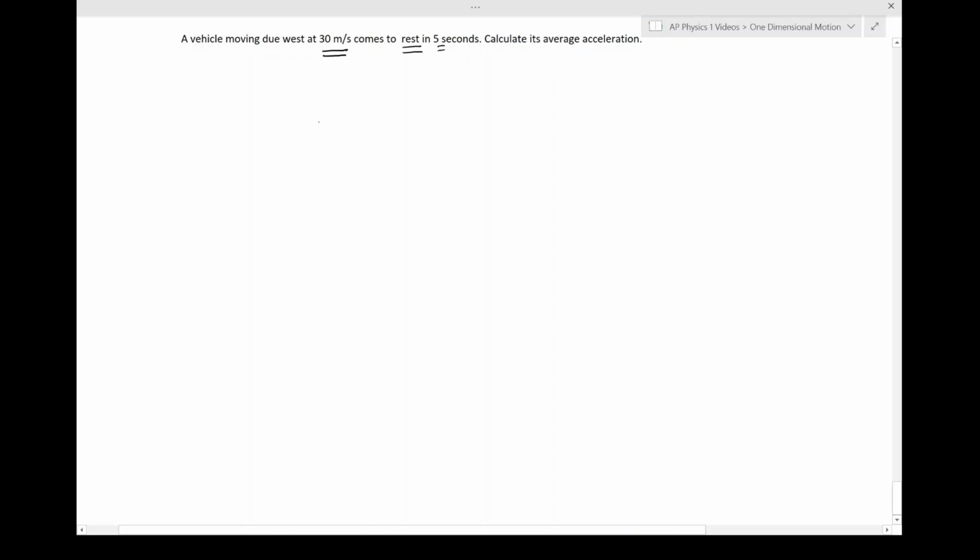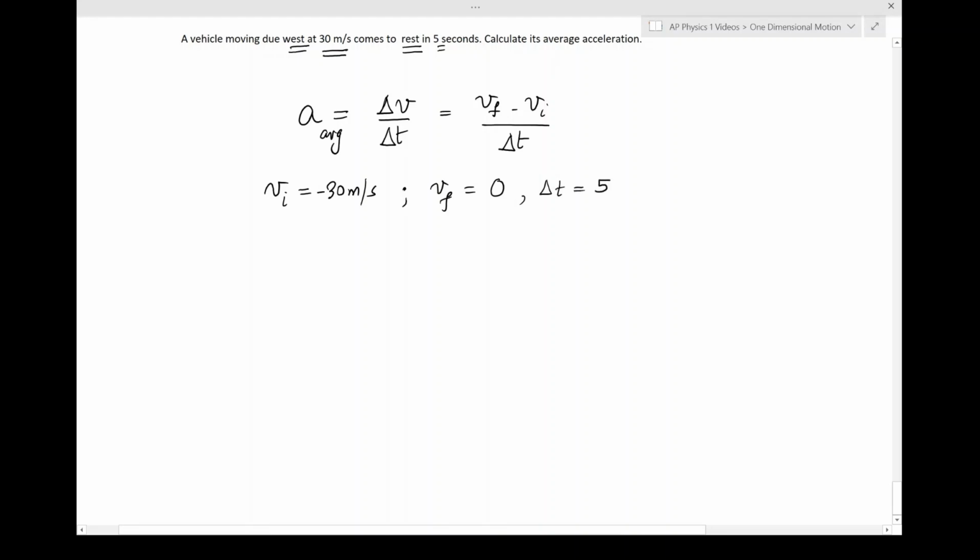Let's go back to the definition of the acceleration here. So a average we saw was delta v over delta t. Let's write this once again as v f minus v i all over the time interval. We're ready to now plug all the things in. The initial velocity is equal to 30 meters per second, but it's also moving due west, so we'd have to put a negative sign here. So its initial velocity is negative 30 meters per second. The final velocity is zero because it's coming to rest, and all this is happening in a time interval of 5 seconds.